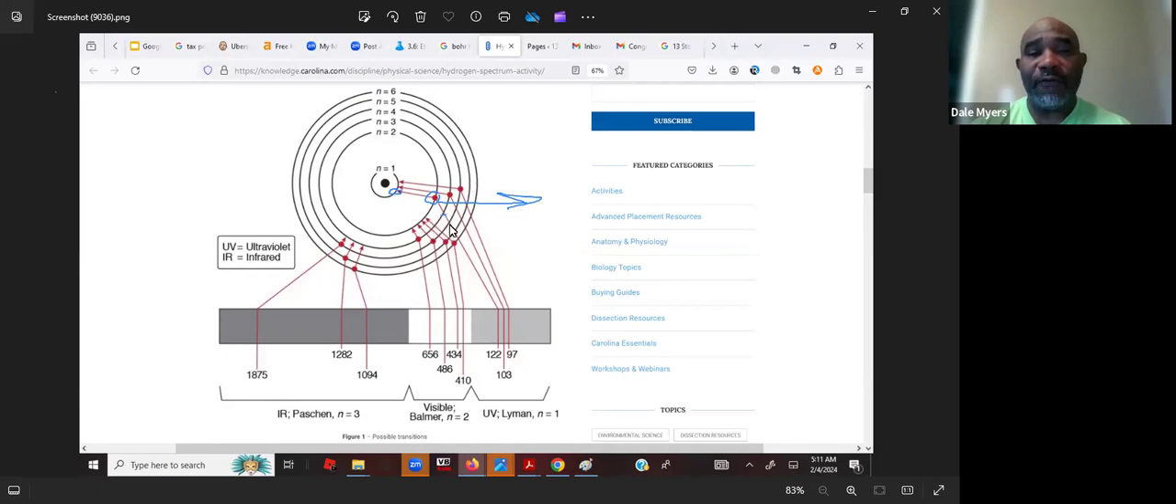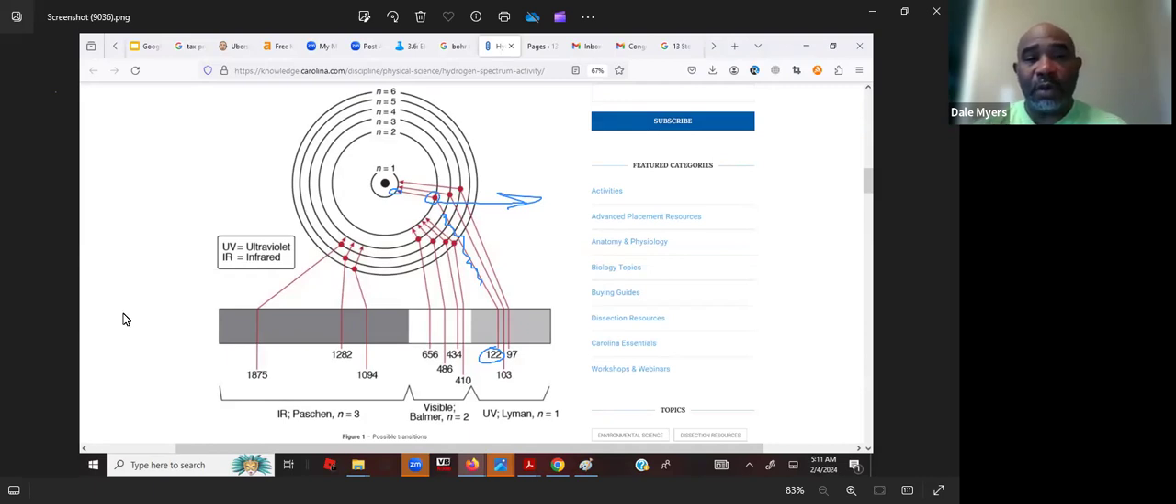That photon of light, if we follow this arrow, this line right here, has a wavelength of about 122, I'm pretty sure this is nanometers, right? So that's going from energy level 2 down to 1. We give off a photon of light that happens to have a wavelength of 122.